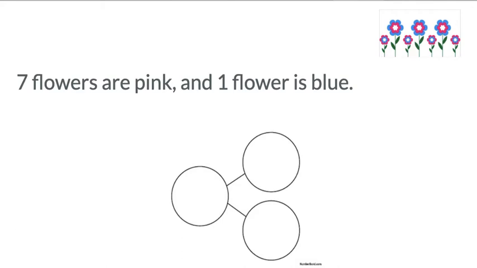Seven flowers are pink. One flower is blue. So you know that seven and one are the parts. Try to find the whole or try to find the answer. Pause the video so that you can do the work. And when you are ready, push play. So seven plus one equals eight.